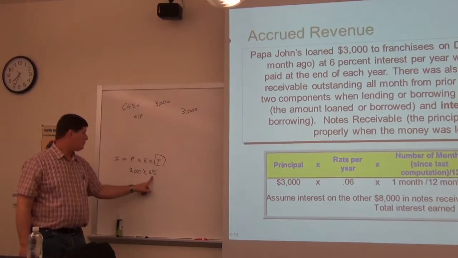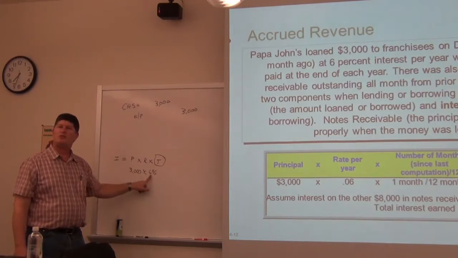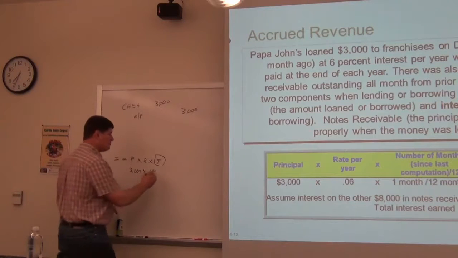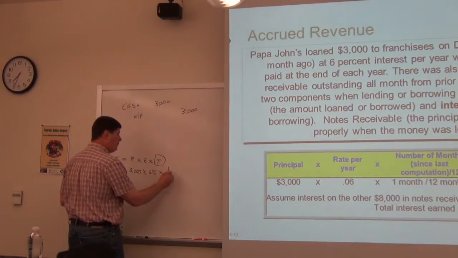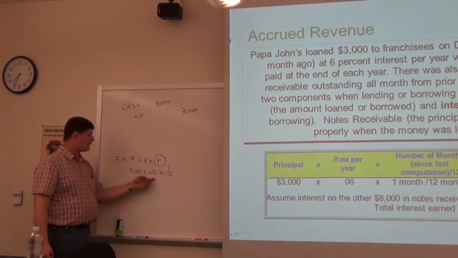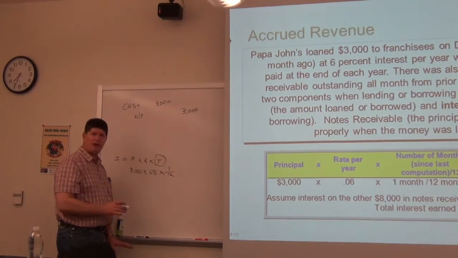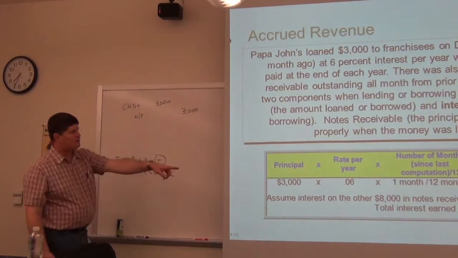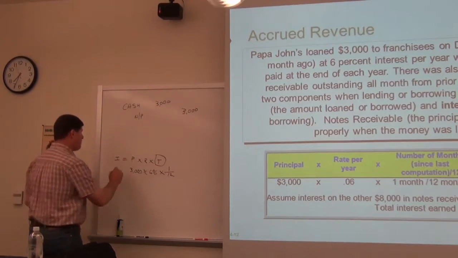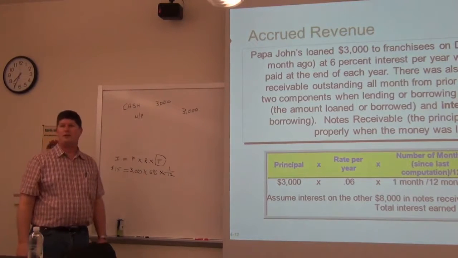Okay? But did we borrow it for a whole month? It's only been 1 month. So I need to modify the 6% to a monthly interest rate. The easiest way to do that is to convert it to months by 1 month divided by 12. So if I was calculating this for 3 months, it'd be times 3 divided by 12. Or 6 months times 6 divided by 12. Very mechanical. It does the math for us. That's $15. So the interest expense for 1 month is $15.